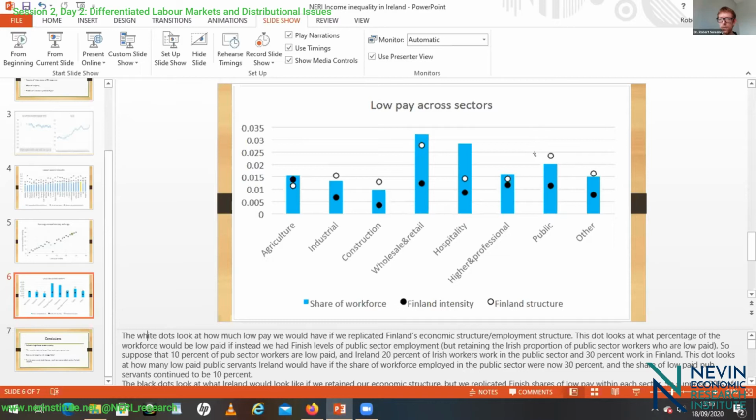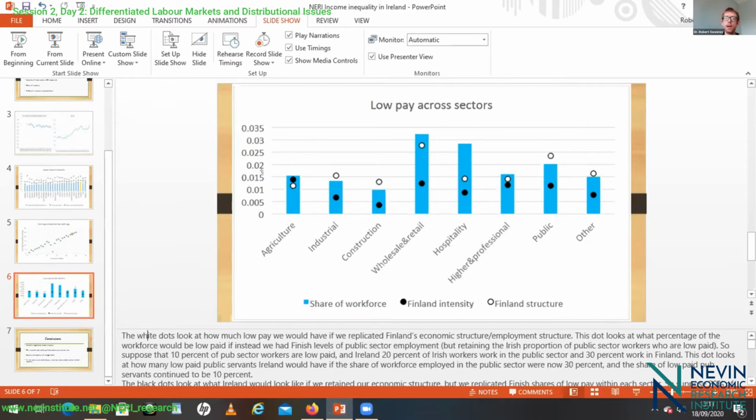This dot looks at, well, what would Ireland look like if instead of 20% of the workforce being in the public sector, 30% of the workforce were in the public sector, and we continued to have 10% of that bigger public sector low paid. So it looks at how many low-paid workers we would have if we replicated Finland's economic structure. And we see that we would have more low-paid public servants, because obviously Finland has a much bigger public sector workforce. We would have fewer wholesale and retail workers who are low paid.